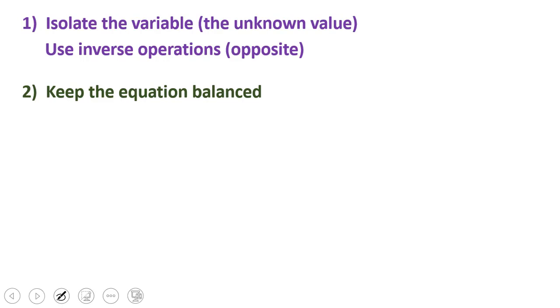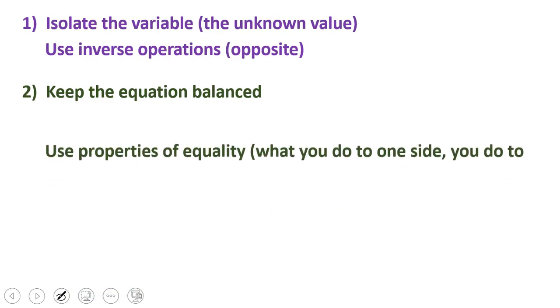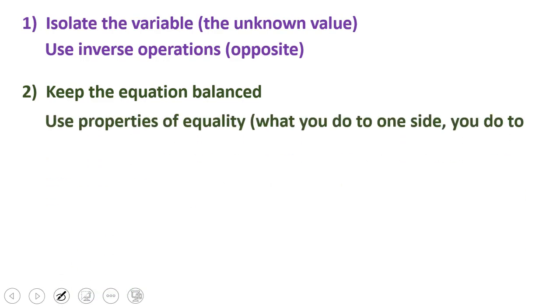Of course, you are going to learn when we get to some other equations later down the road that there are more operations that have inverse operations that go with them. But right now, we're using inverse operations to isolate the variable. And then, of course, properties of equality to keep the equation balanced. In other words, whatever we do to one side, we do to the other.